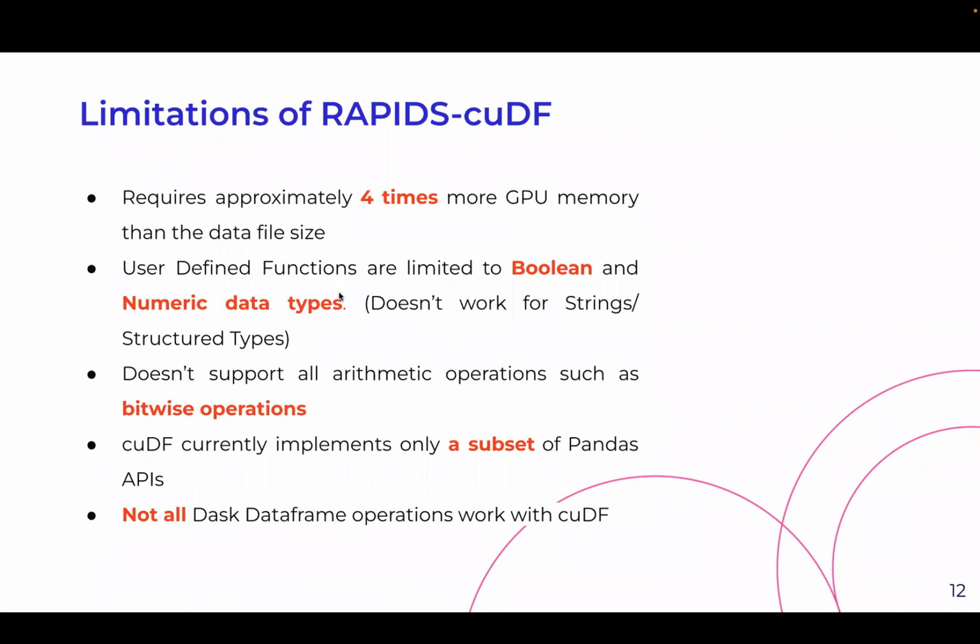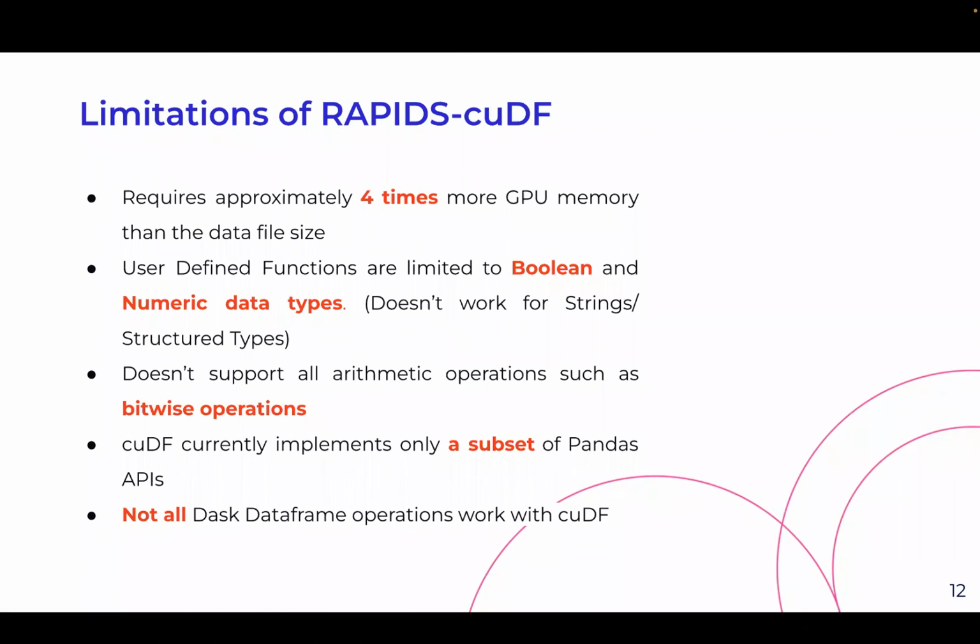The second one is that user-defined functions are limited to Boolean and numeric data types. On data frames, we try to use the apply function or map function in combination with lambda functions to do data manipulations. In those cases, it is limited to Boolean or numeric data types. If we are doing string operations with these UDFs, then it doesn't work. They are trying to add these functionalities in future releases.